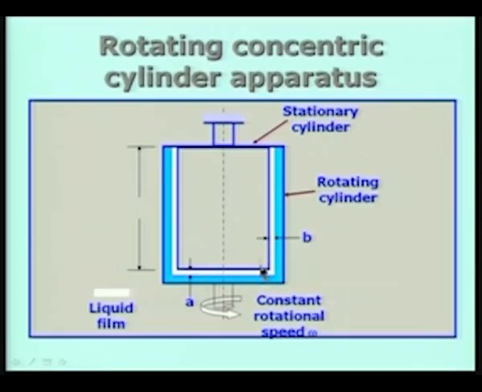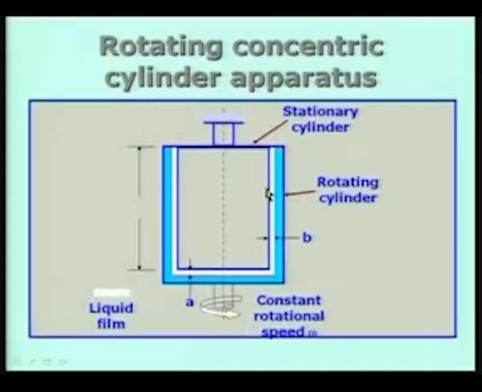So what we are measuring is the shear stress, which is related to the torque, and the torque is measured using the stress or strain measured by a load cell. The load cell is going to measure a strain. That strain is proportional to the shear stress, which in turn is proportional to the torque. So we can calibrate by suitable means. So the torque is measured and related to the viscosity of the liquid, which is in the white region shown here.